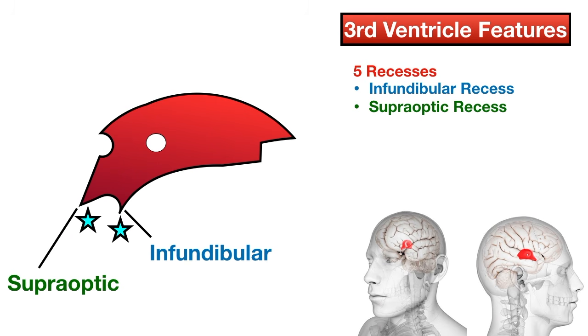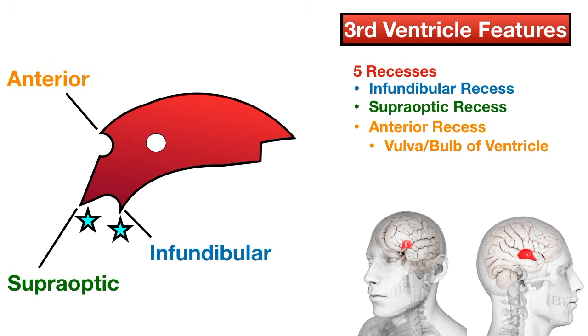The third recess is the anterior recess. It's located on the anterior superior aspect of the ventricle. It's also known as the vulva or the bulb of the ventricle. It's actually formed by the 2 interventricular foramina coming into the third ventricle laterally on each side.